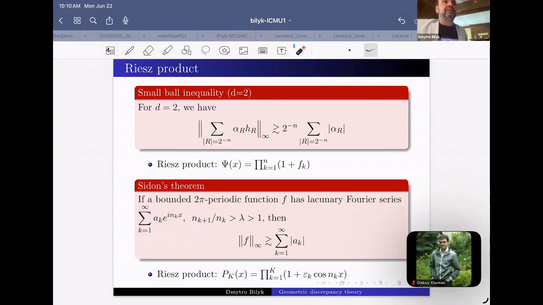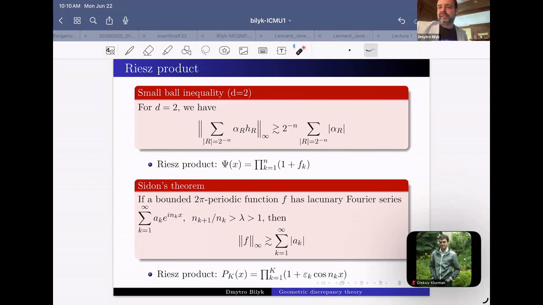In particular, this immediately implies that if a bounded function has lacunary Fourier series, then its Fourier series converges absolutely and uniformly by the Weierstrass M test. Okay. And it's a very interesting property. Lacunary Fourier series in general is a very interesting object. It provides one of the first examples of nowhere differentiable functions. And many other interesting properties.